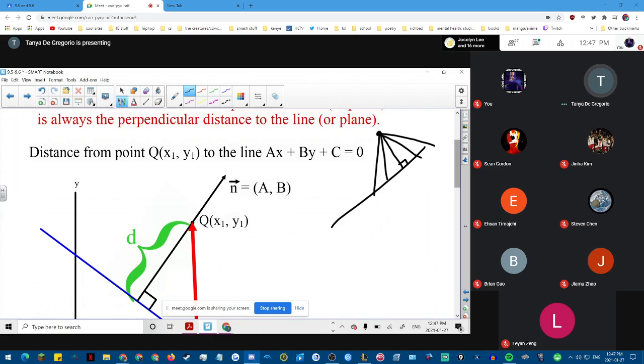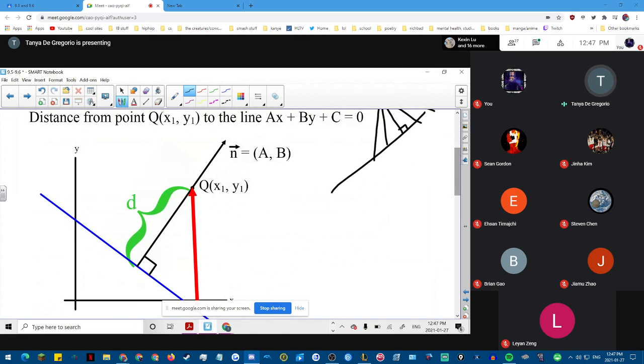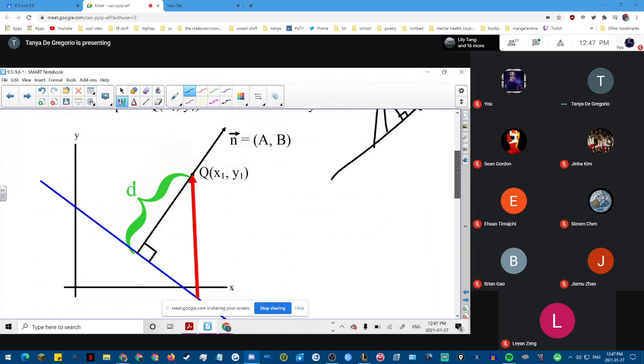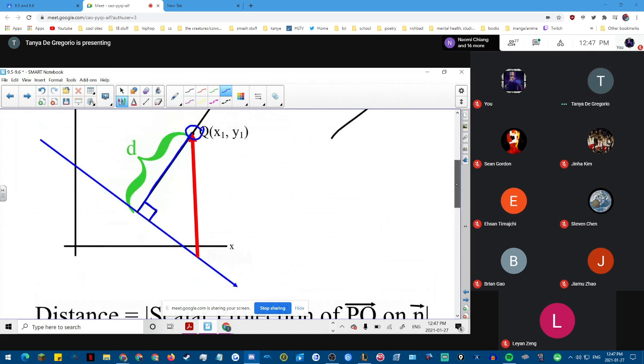So distance from point Q to the line Ax plus By plus C equals 0, so in standard form. So here's my point. And I know that the distance is going to be the perpendicular distance. So that's why that's my d right there. It's my perpendicular distance. And we're going to use the concept of projections because that distance is what type of a projection? Do you guys remember? If I take that red line and I project it onto that normal, that's your distance, is it not?